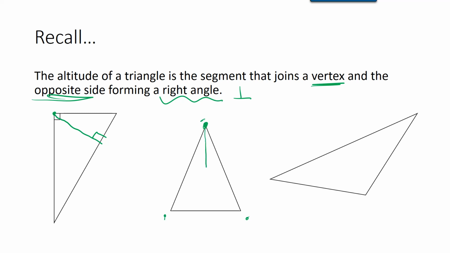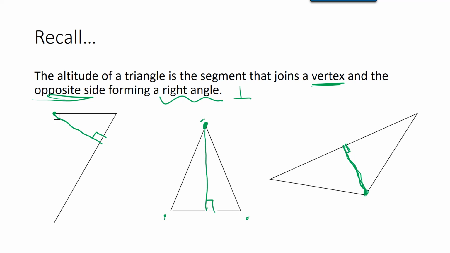We want to draw a segment that is perpendicular to the other side. Over here, I'm going to use this one, and I would draw that as an awful line. Draw a line that is perpendicular to the other side. Okay?